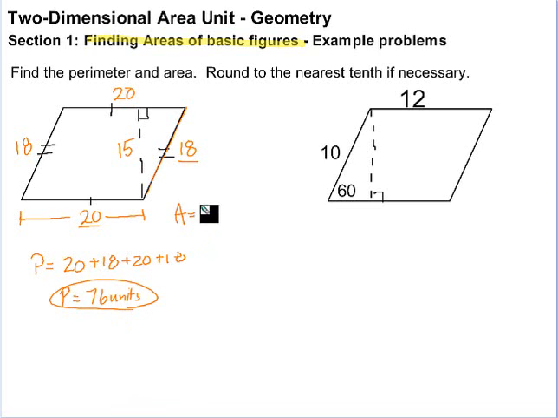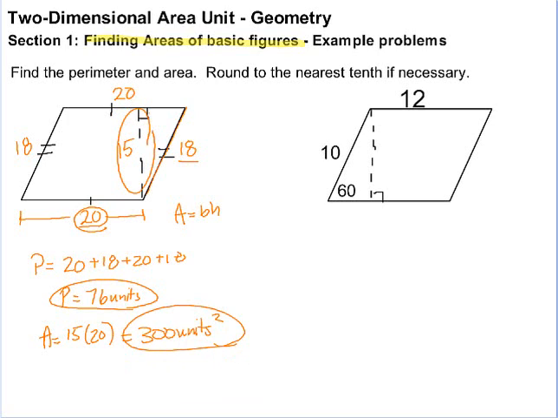Area is base times height. And here our height would be 15 because that's where our perpendicular is, and our base then would be 20. So to find the area, we would have to take 15 times 20. And when we take 15 times 20, we get an area of 300, and this would be 300 units squared.